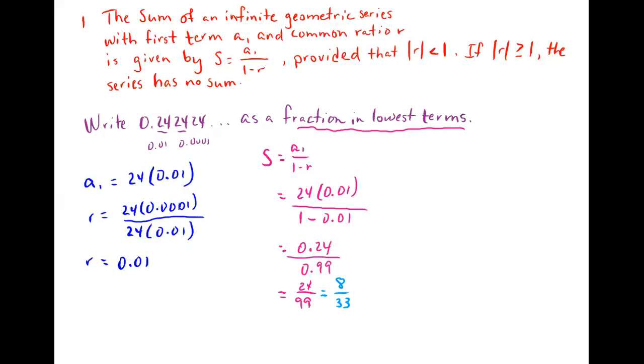We have reduced the fraction to lowest terms, and the repeating decimal 0.242424 is 8/33 as a fraction. And there you have it.